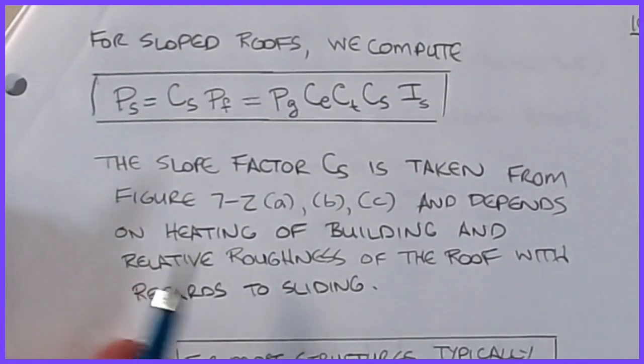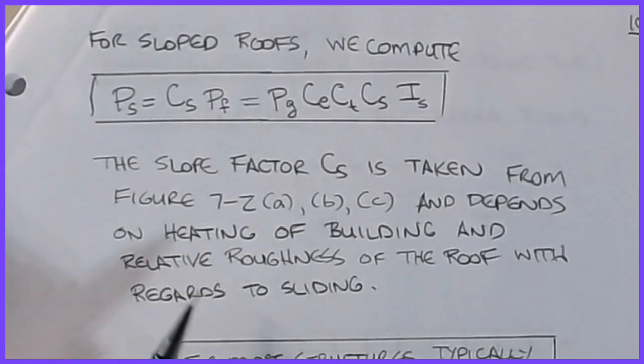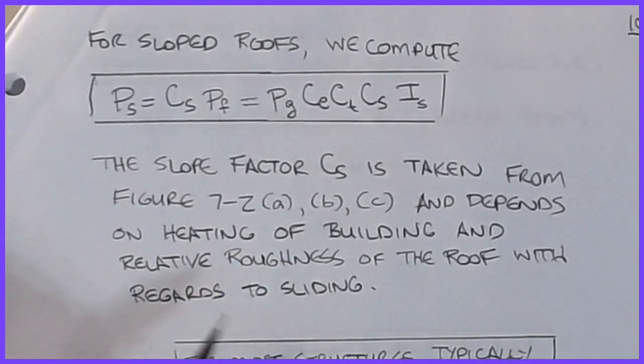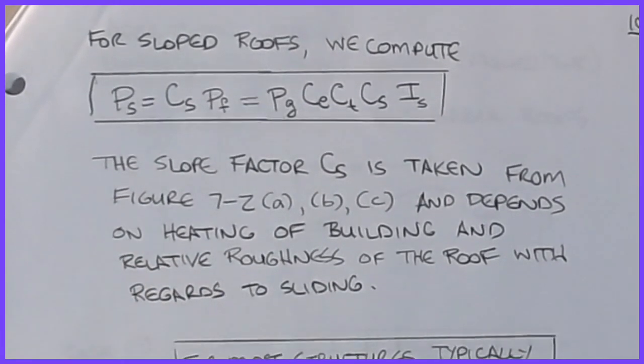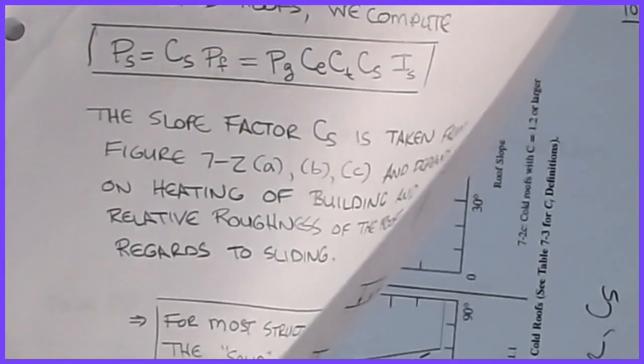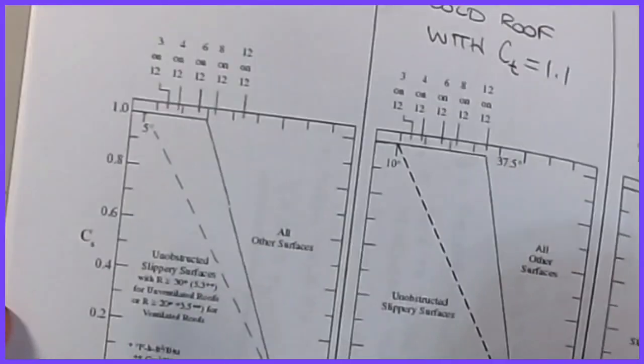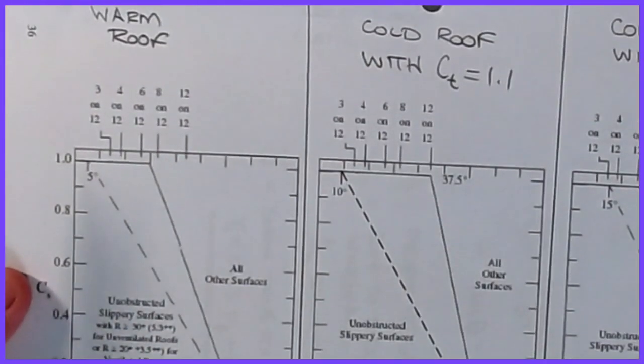These are taken from a couple of charts, 7.2a, b, and c, and will depend on the heating of the building and some relative roughness of the roof with regards to sliding. I'll point out on that picture, that for most structures, typically the solid line is going to be used. But here's what the picture kind of looks like.